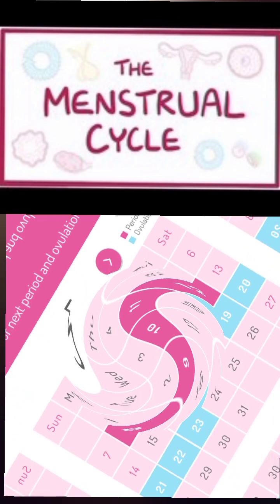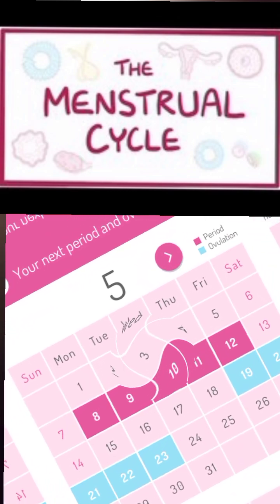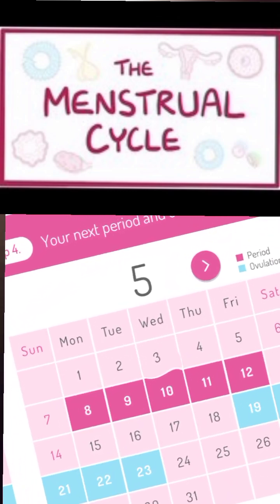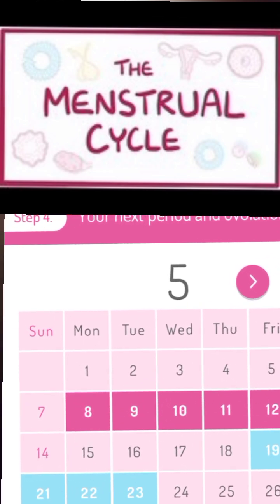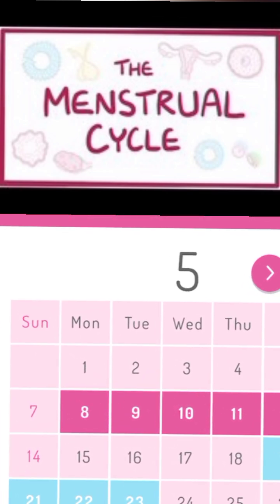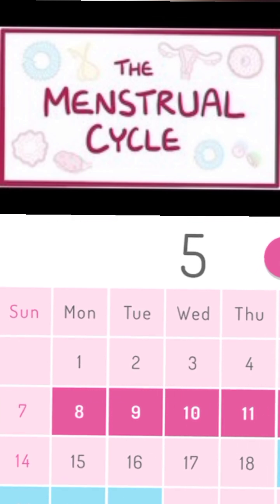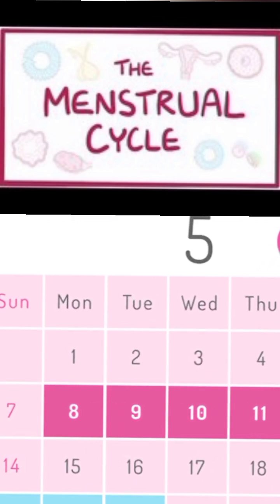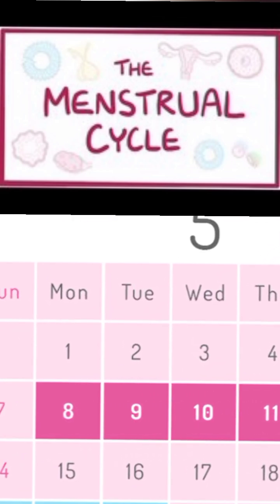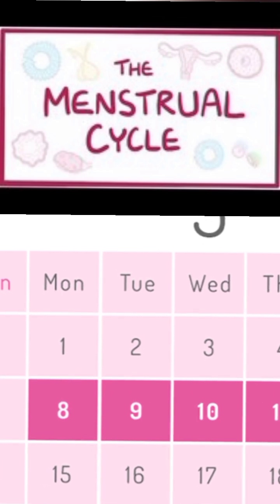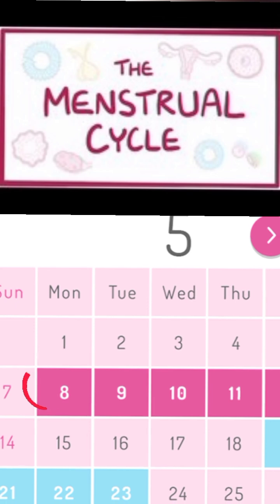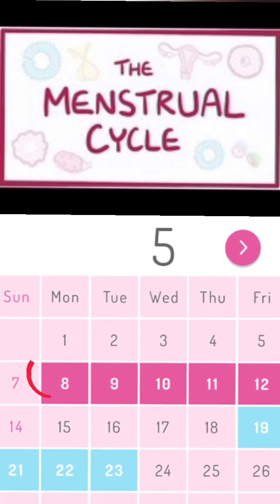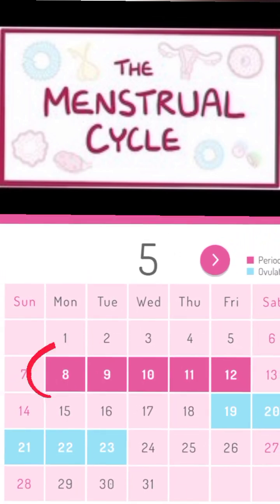The typical or ideal menstrual cycle is 28 days. However, variations are common, and these variations can range from 21 to 35 days. It is customary for us to assign the first day of menstruation as the first day of the menstrual cycle.